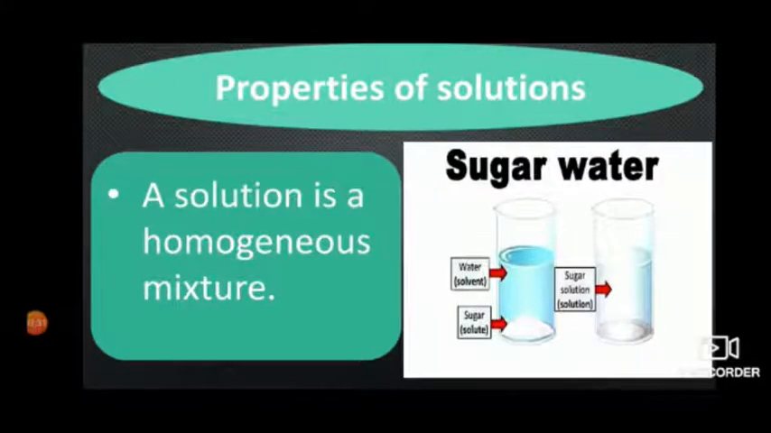Now, properties of a solution. A solution is a homogeneous mixture. As we all know, the components of a homogeneous mixture are uniformly mixed, and there are no visible boundaries of separation between them.